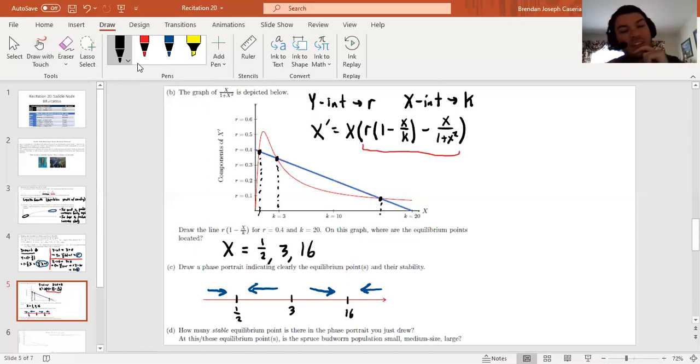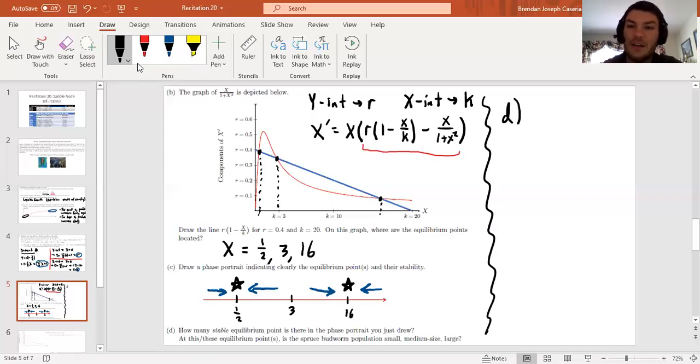Part D asks, how many stable equilibrium points are there in the phase portrait you just drew? At these equilibrium points, is the Spruce budworm population small, medium size, or large? Okay. We're looking for stable equilibrium points, and that's where the arrows are basically pointing inward towards that point. So it looks like we have 2. We've got 1/2, and we've got 16. 3 seems to be unstable.